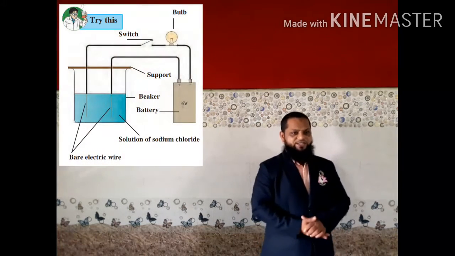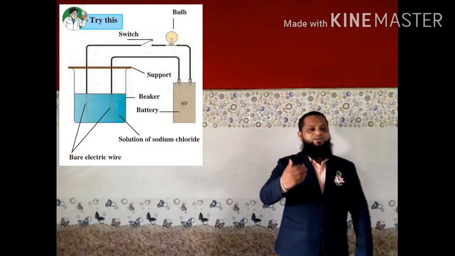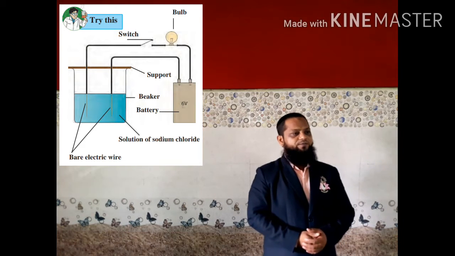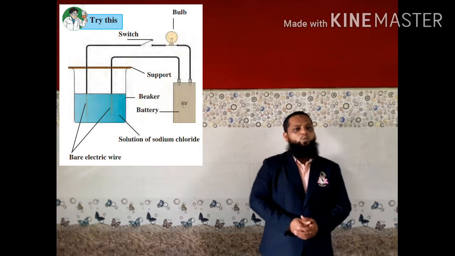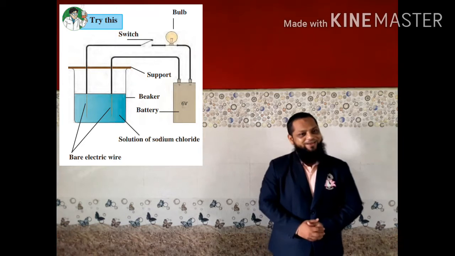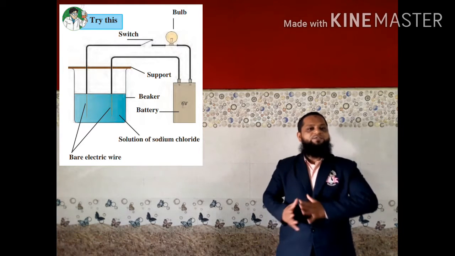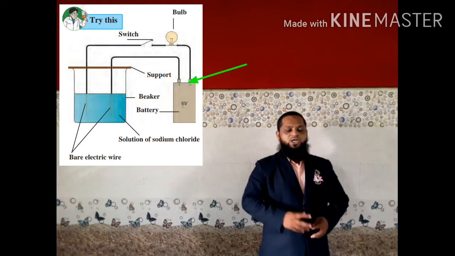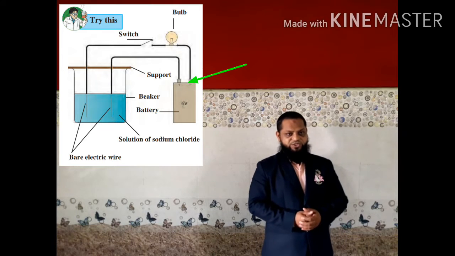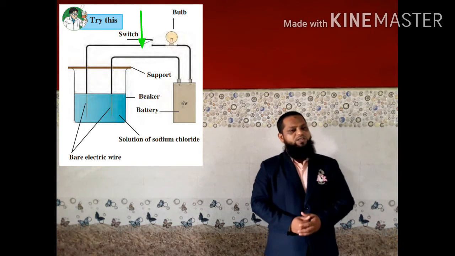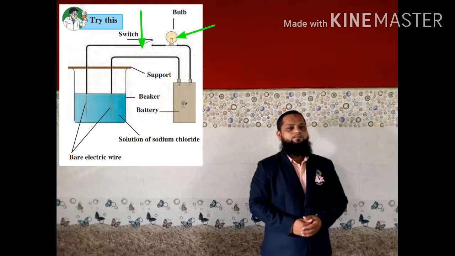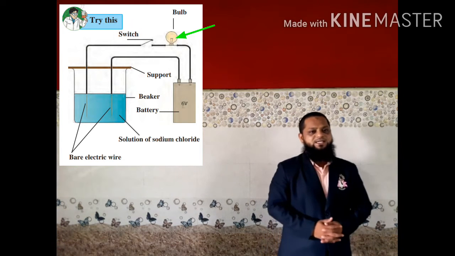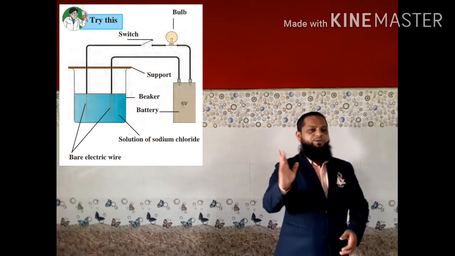After preparation, take two electrical wires. Connect one wire to the positive terminal of 6-volt battery while connecting the other wire to the negative terminal of the battery. Include one switch, one holder with an electric bulb. Remove the insulating cladding from 3 cm portion.